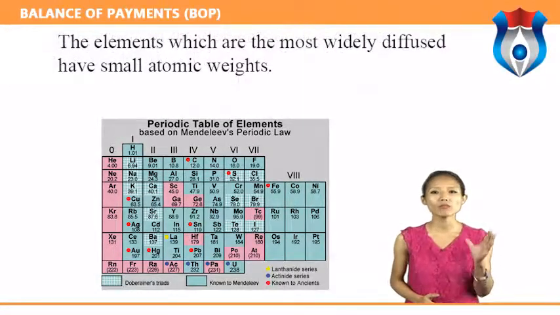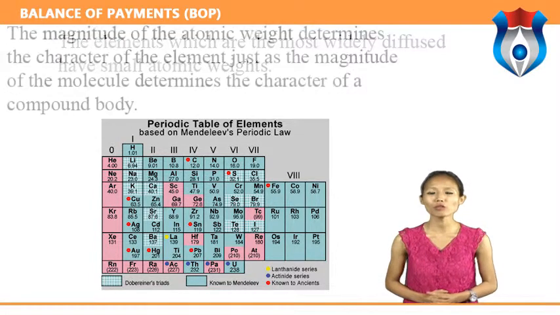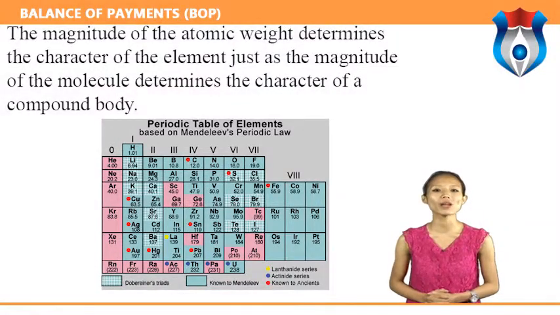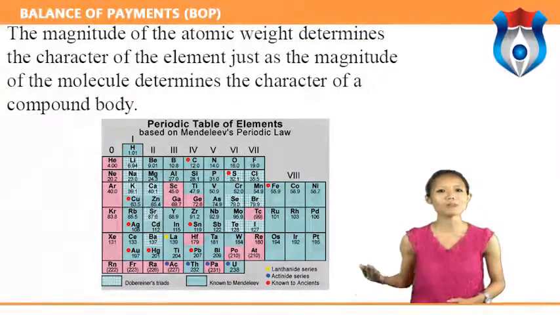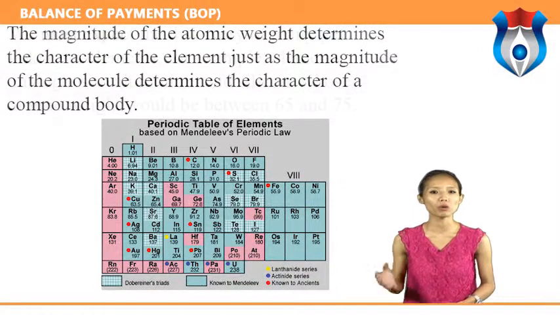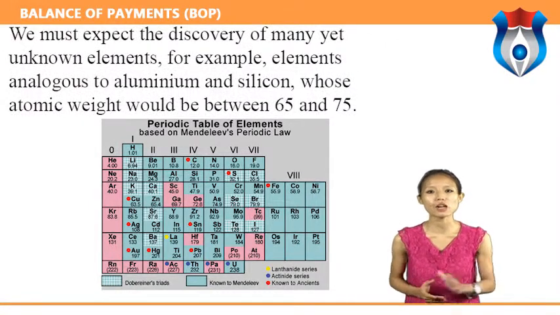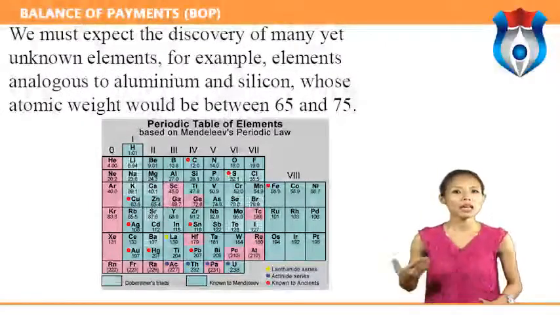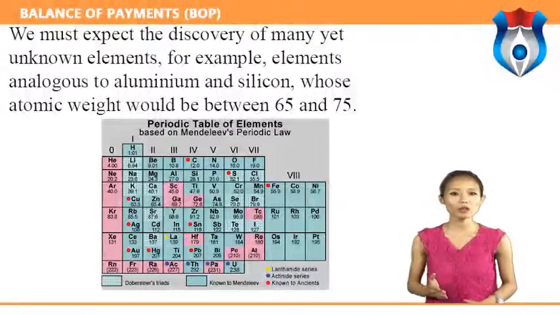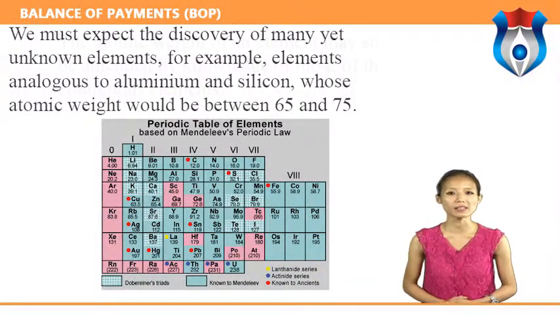The elements which are the most widely diffused have small atomic weights. The magnitude of the atomic weight determines the character of the element, just as the magnitude of the molecule determines the character of a compound body. We must expect the discovery of many yet unknown elements, for example, elements analogous to aluminium and silicon, whose atomic weight would be between 65 and 75.